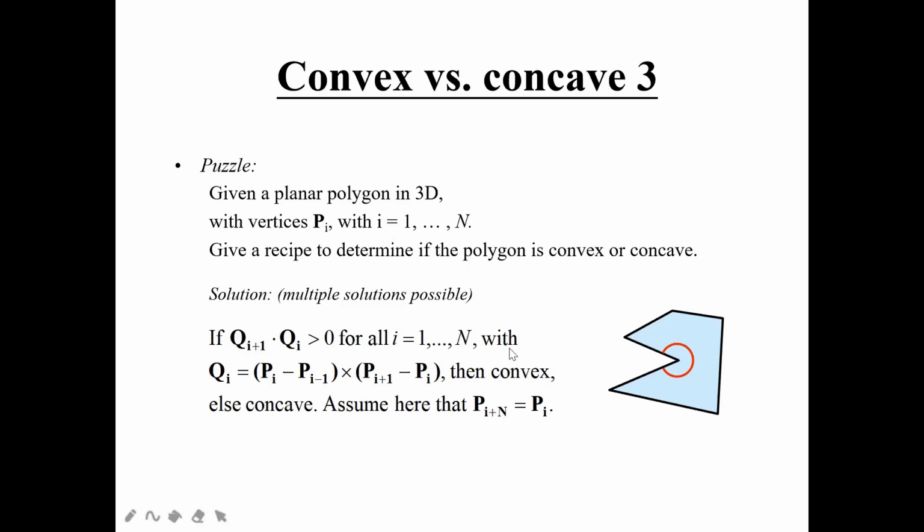Okay, so with that, how are you going to find out the convex? Here we have to do the Cartesian products. Here this is my Qi, which equals the formula: the existing point minus the decremented point, which is going to be a Cartesian product with your incremented point minus your existing point. If you get this value, then you can say that whatever planar polygon you have got is convex. Otherwise, it will be concave.